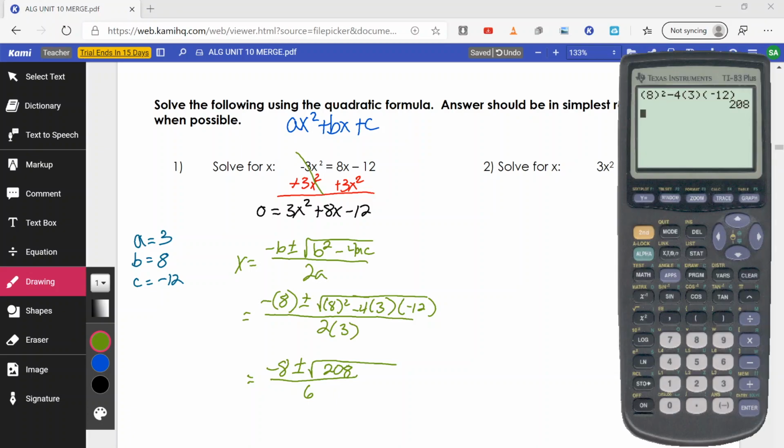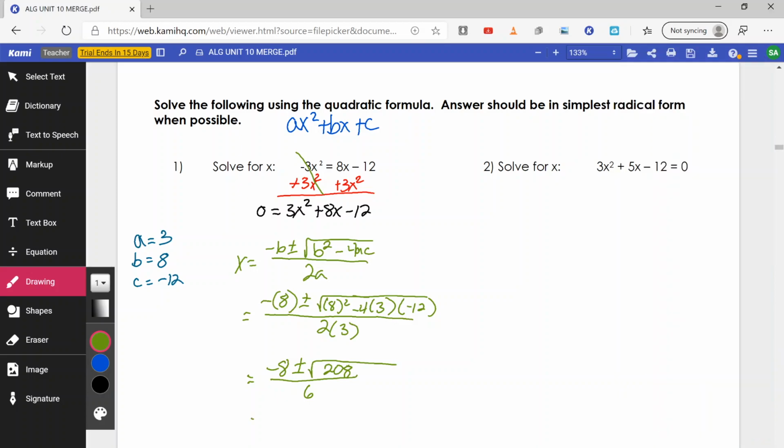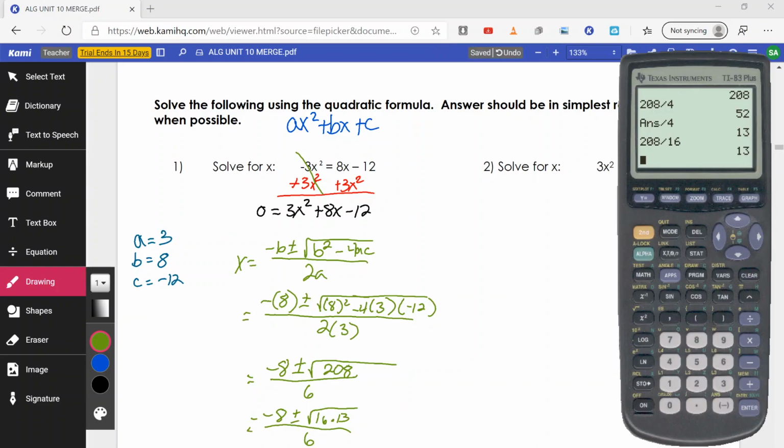So I'm basically going to go through and divide. I'll try 4, which gives me 52. If I divide by 4 again, gives me 13. So let's see, can I do 208 divided by 16? Yeah, gives me 13. So here what we have is negative 8 plus or minus the square root of 16 times 13 over 6. And again, the reason I did that is because I can break down 208 into 16 times 13.